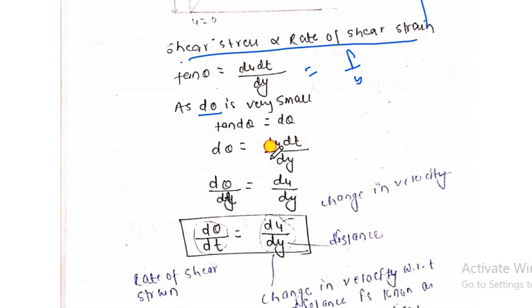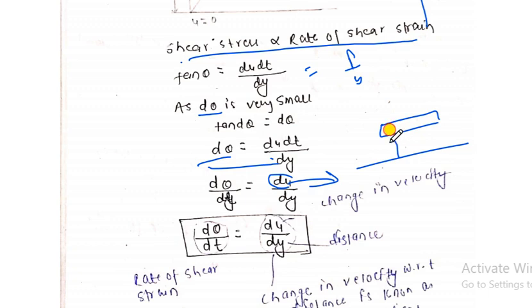If you bring this dy to the denominator, then d theta by dt is equal to du by dy. Here du is nothing but the change in velocity. I have told you that if you move upward, the velocity of the fluid increases. So du is nothing but the change in velocity of the fluid. And dy is the distance from the boundary layer, the distance from here to here. So dy is the change in distance.